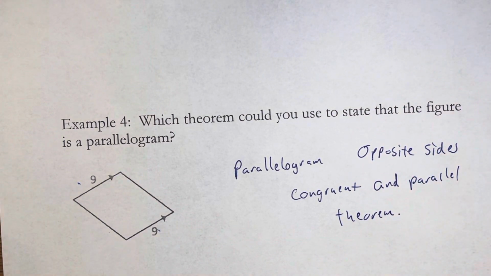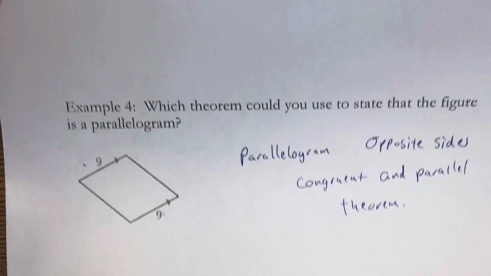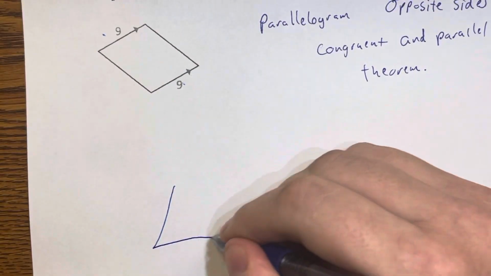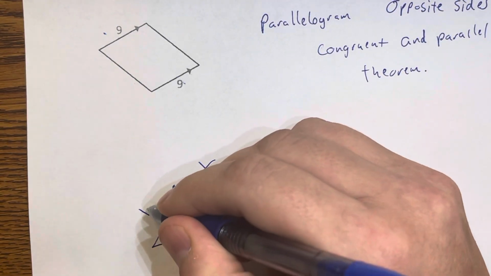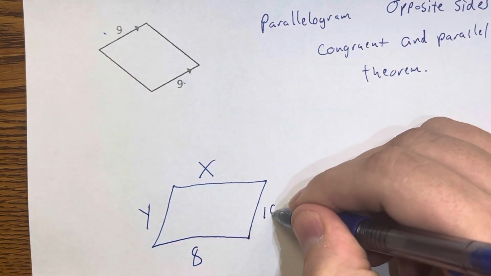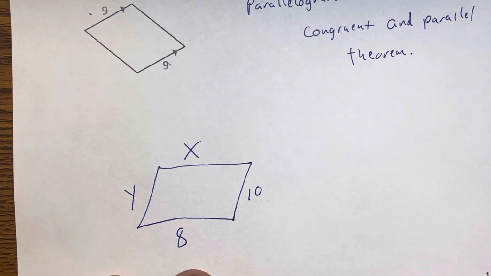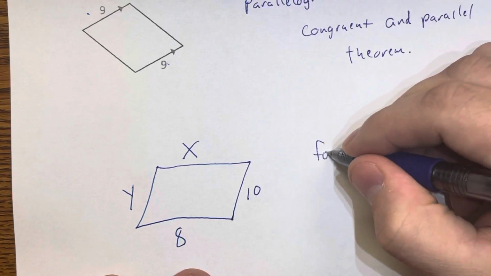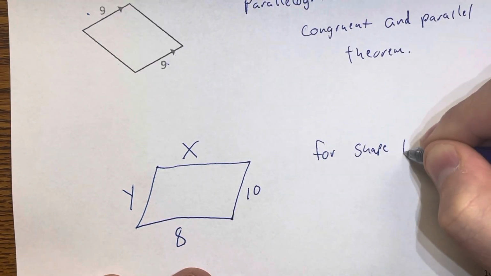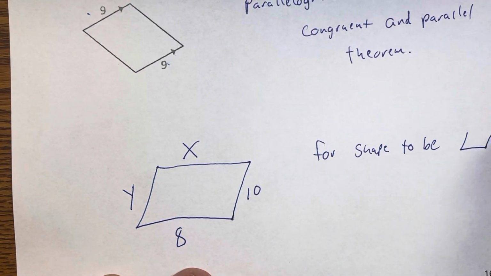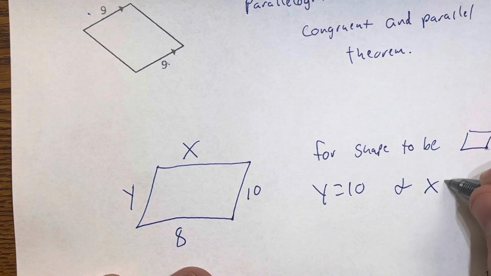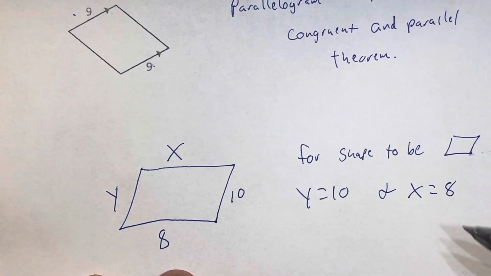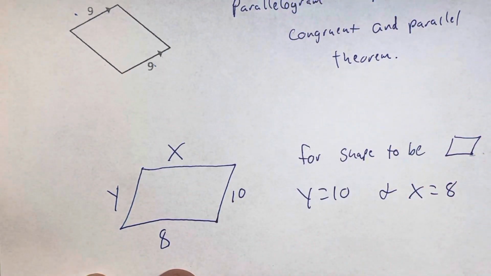Okay. And the other kind of style of homework question that you're going to see is you're going to see some questions where you'll see a figure drawn, something like this, and you'll see X, you'll see 8, you'll see Y, you'll see 10. And it'll say what value of X and Y would make the figure a parallelogram. Well, for this to be a parallelogram, Y would have to equal 10 and X would have to equal 8, because then the opposite sides would both be congruent. So that's all we got for today.